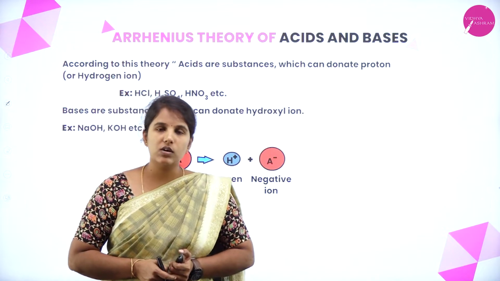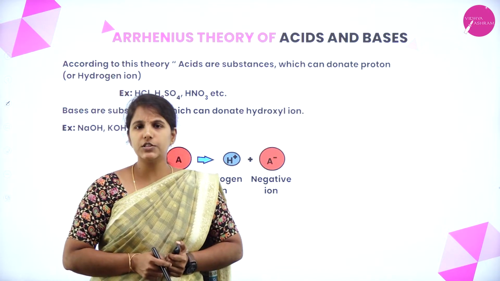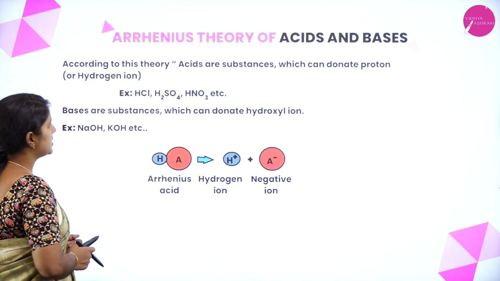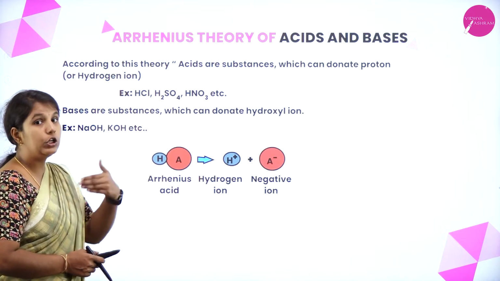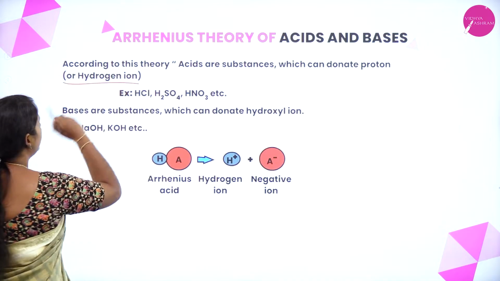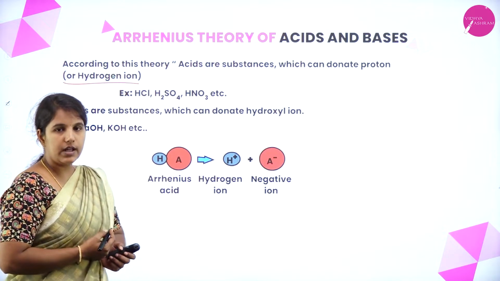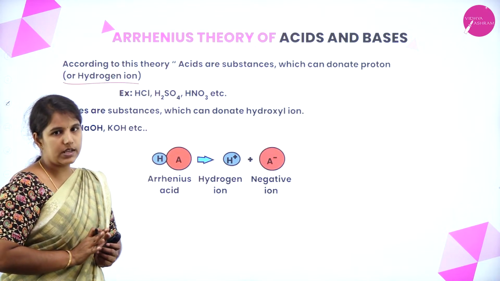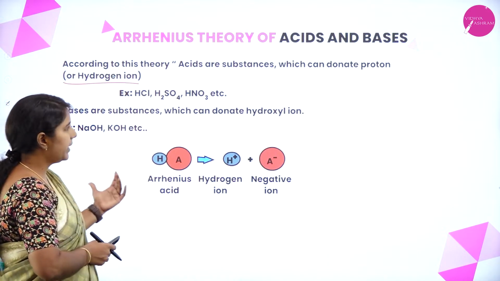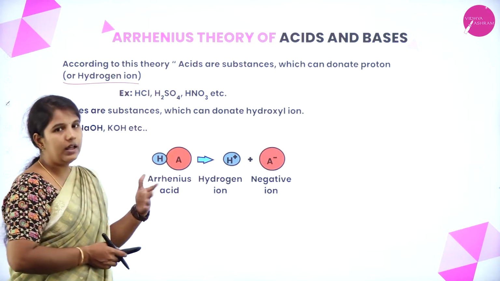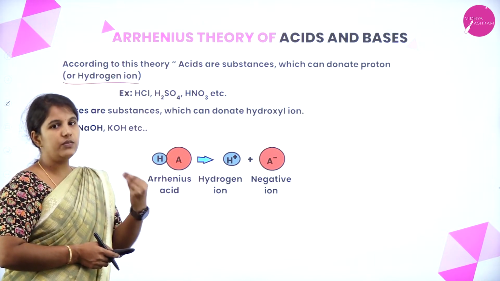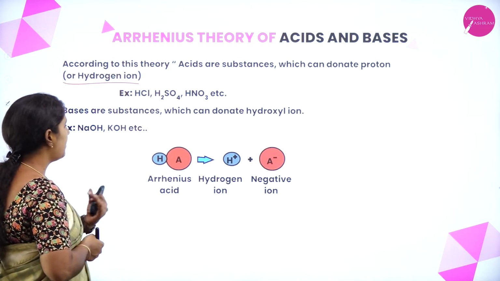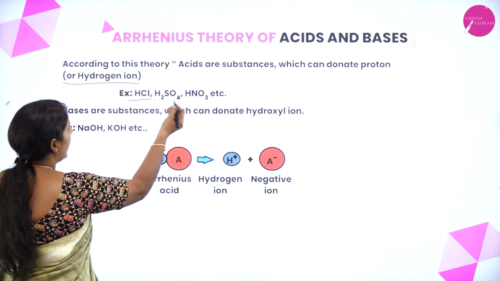This Arrhenius theory was first given by Arrhenius, and according to him, what is an acid, what is a base? Let's see now. According to this theory, acids are the substances which can donate the proton, that is nothing but a hydrogen ion. So, according to Arrhenius, what is an acid? Acid is a substance which has the capacity to donate H plus ions, or the proton. Whereas bases are the substances which can donate the hydroxyl ion. So, a base is a substance which can easily donate the hydroxyl ion. Hence, they are known as what? Bases. Examples for the acids are HCl and H2SO4.